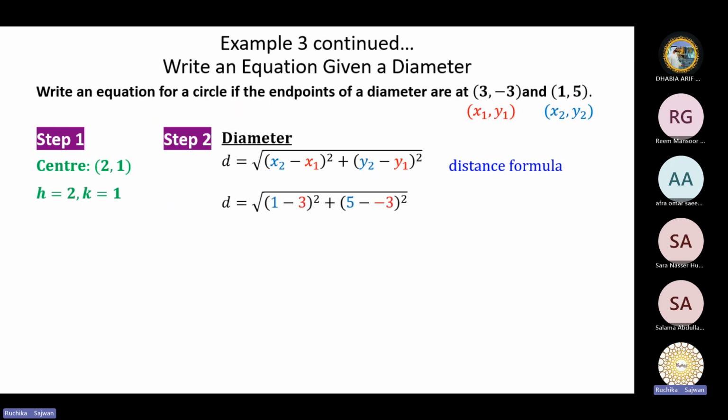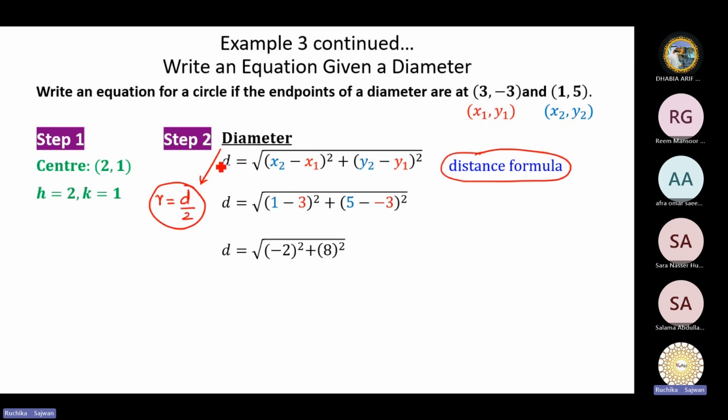So in step 2, we will put the value of the center and we will also calculate the radius. Now for radius, we need the length of the diameter, and that is where we will go for the distance formula. If you remember, radius is half the length of the diameter. Because in this question we only know the diameter endpoints, we will put them in the distance formula. You have already done this formula before. Do your calculations, get the length of the diameter.